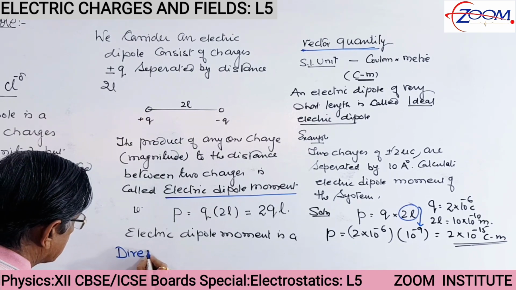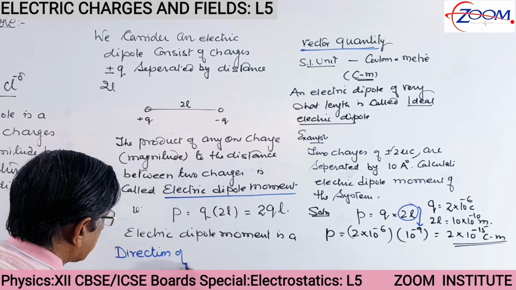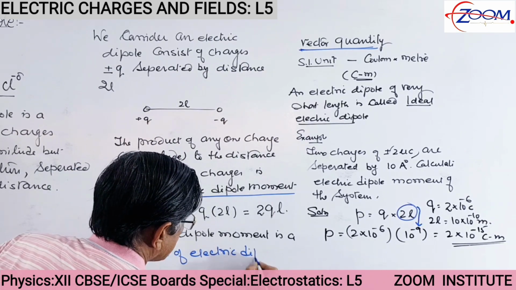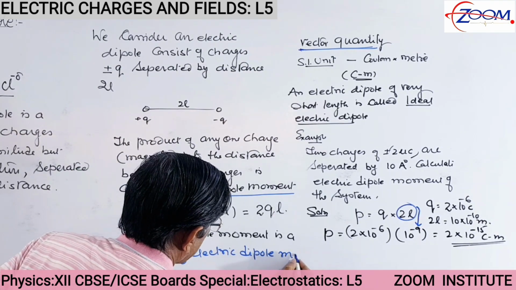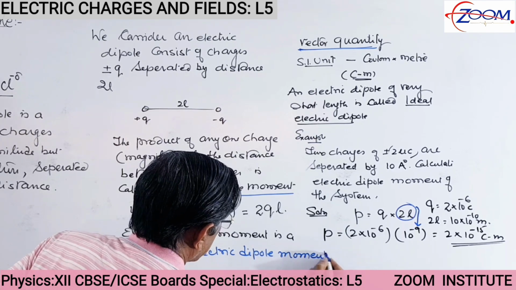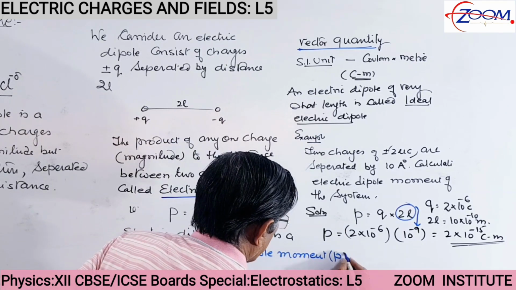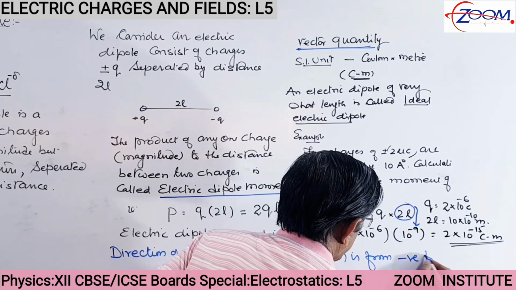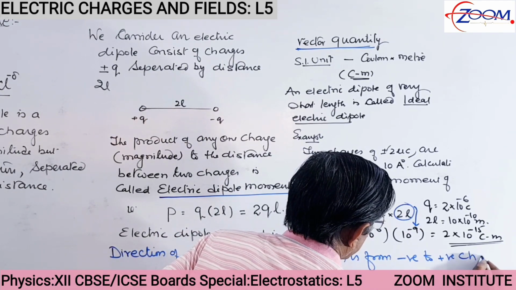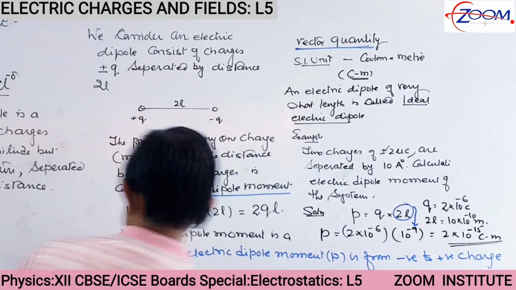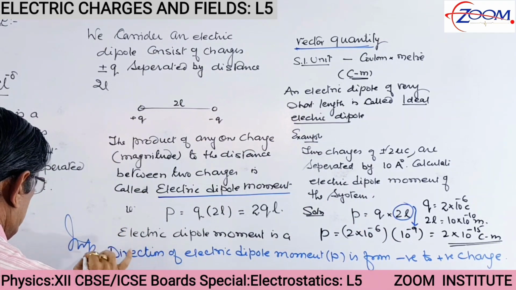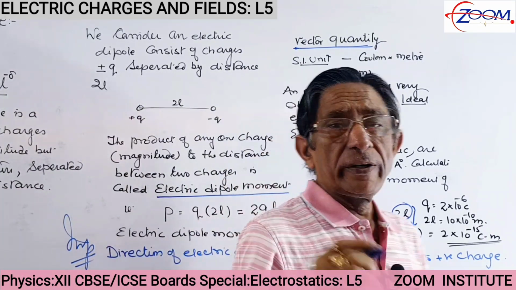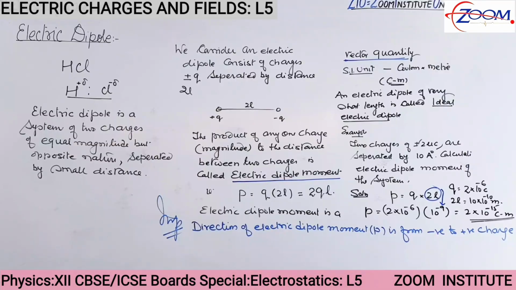The direction of electric dipole moment is from negative to positive charge. Always remember it. Direction of electric dipole moment is from negative to positive charge.